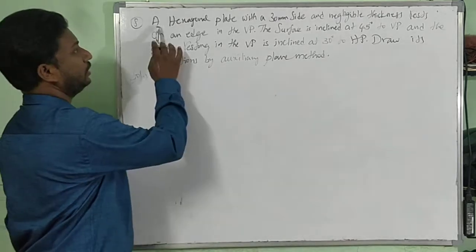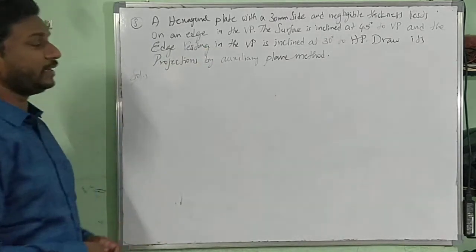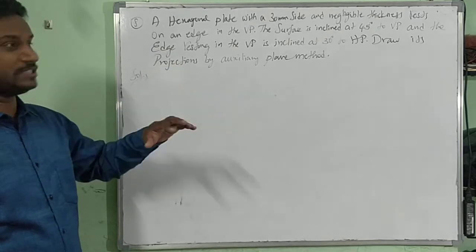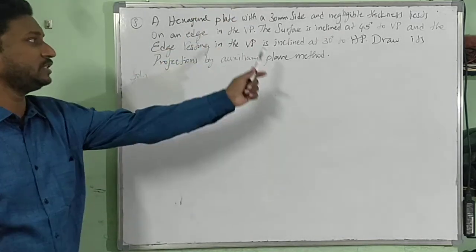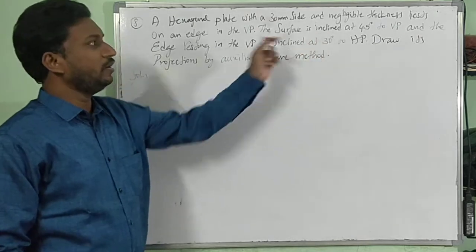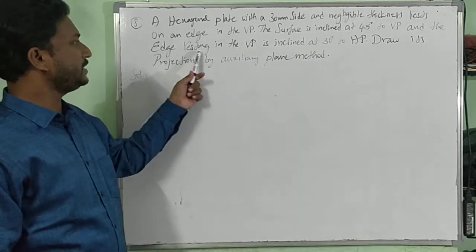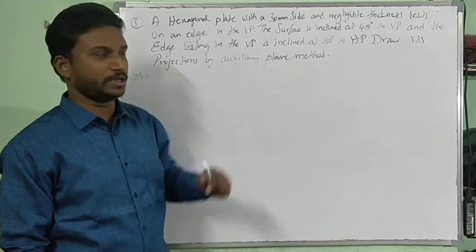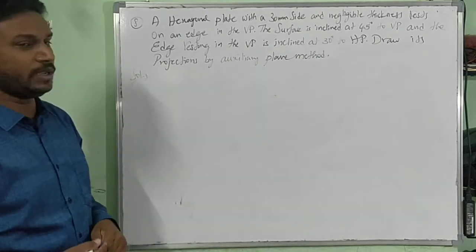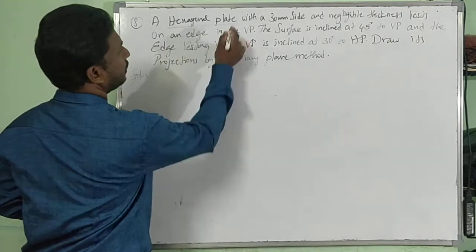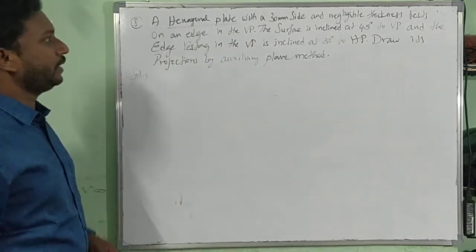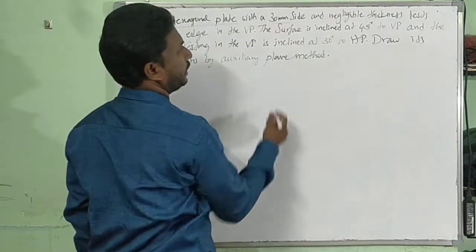Coming to the question: a hexagonal plate with 30 mm side and negligible thickness rests on an edge in the VP. The surface is inclined at 45 degrees to VP and the edge is resting in the VP is inclined at 30 degrees to HP. Draw its projections by the auxiliary plane method. What is the shape given here? Hexagonal plate, of dimension 30 mm.